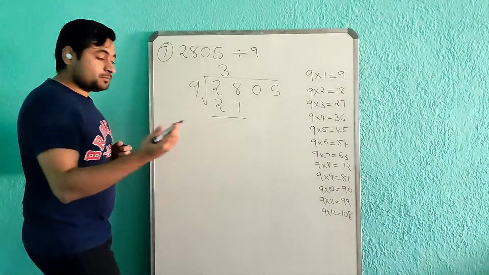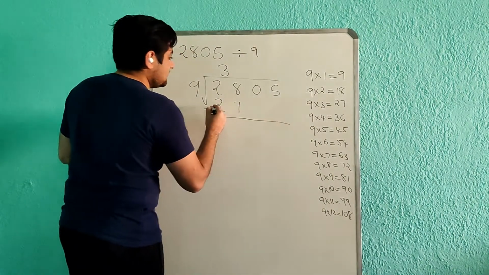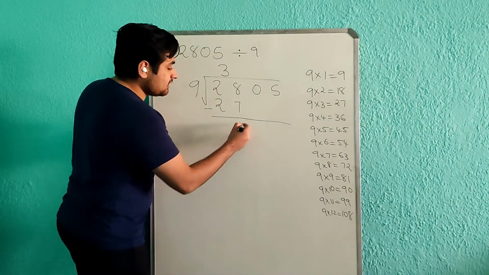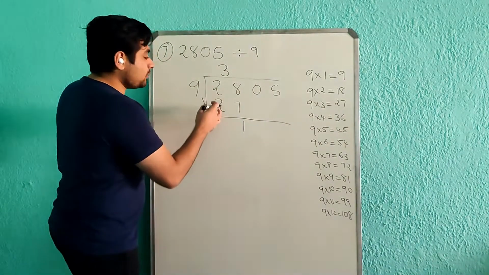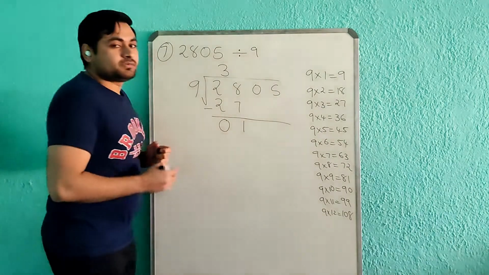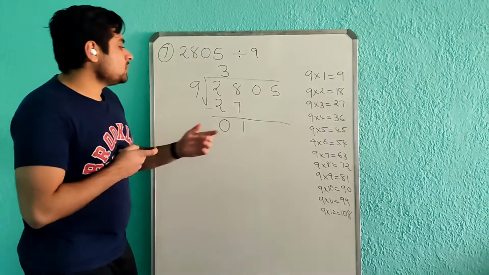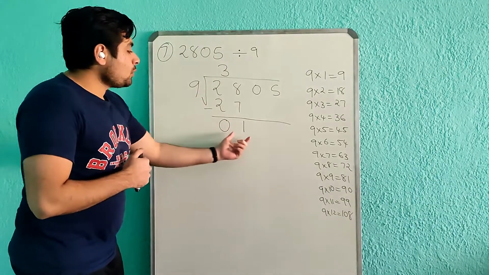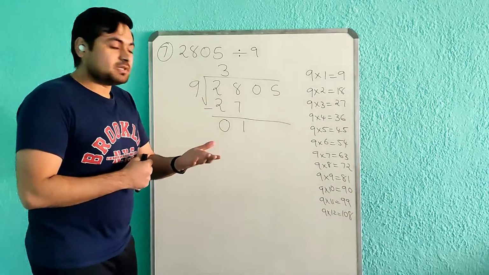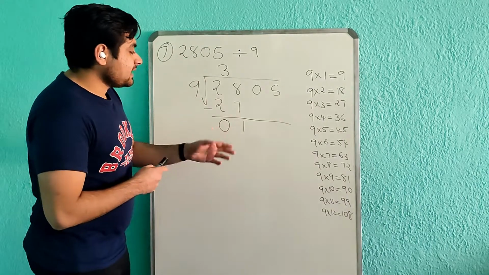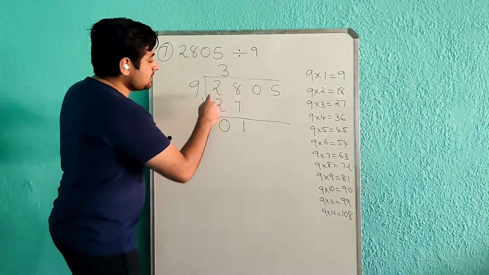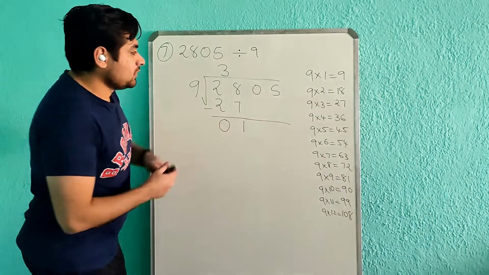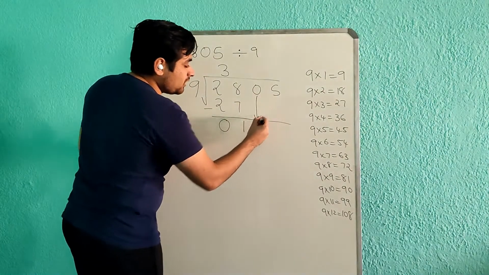So now what do we do? We go and minus. So what is 8 minus 7? 8 minus 7 gives us a 1, right? And what is 2 minus 2? 2 minus 2 gives us a 0. So what is the next question? You go and ask yourself, does 1 come in the table of 9? You know 1 is smaller than 9, therefore it does not come in the table of 9. So what is the next step? You bring down a number. So we can see we have used 2, we have used 8, but we haven't used a 0. So it's time to bring the 0 down.